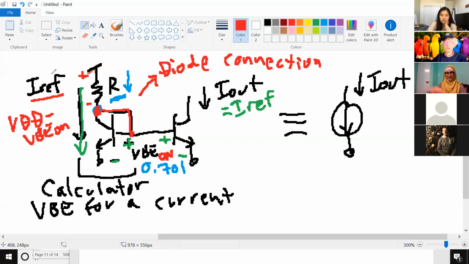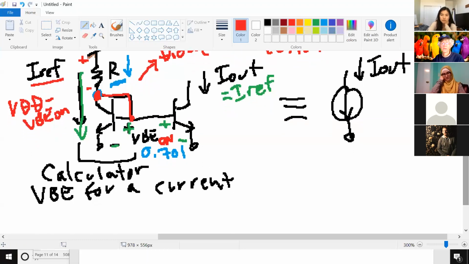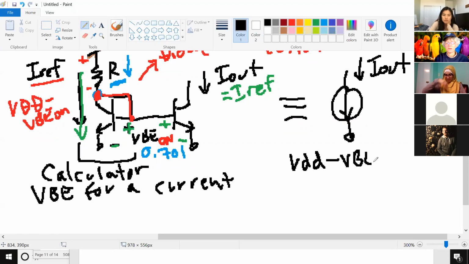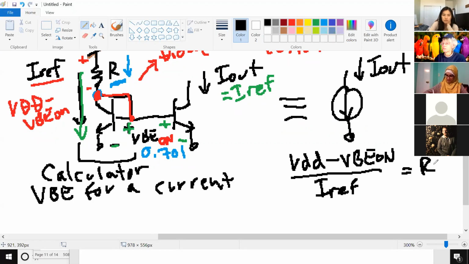Okay, so let's do a couple more. Let's do a little bit more math on here. Not much, because there's really not all that much. But you said for your R, you've got VDD minus VBE on all over your, whatever your target current, and that equals your R. And then what other math? Really, that's all the math, I think, for this one.